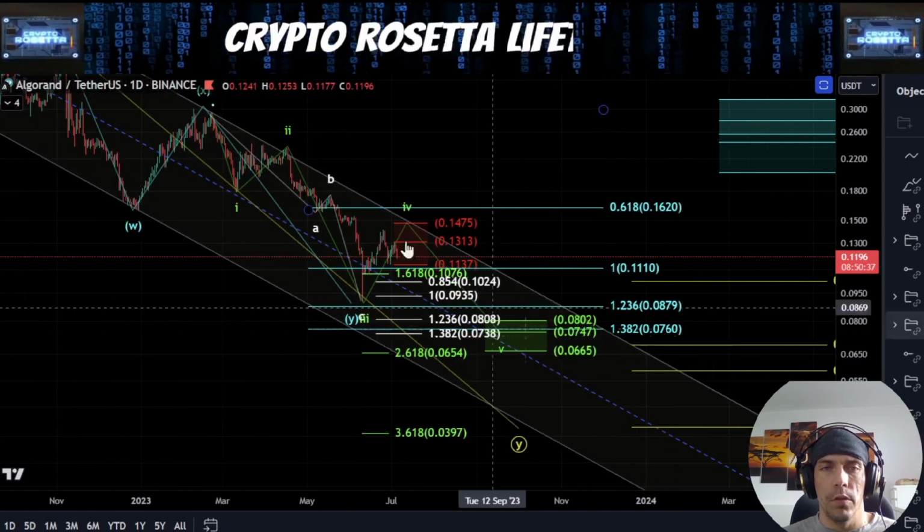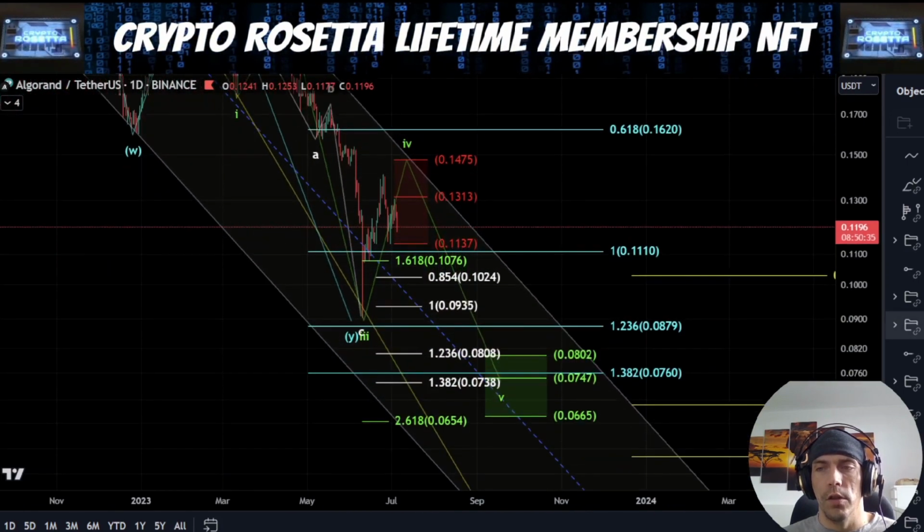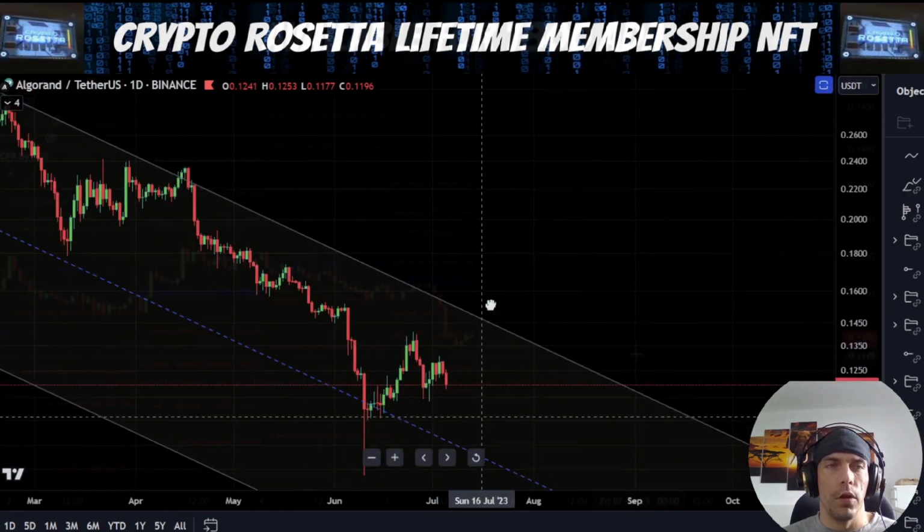So I need to keep an eye on this. Obviously, we can look for extension here. If it does start to extend out, potentially we could look for some deeper targets.